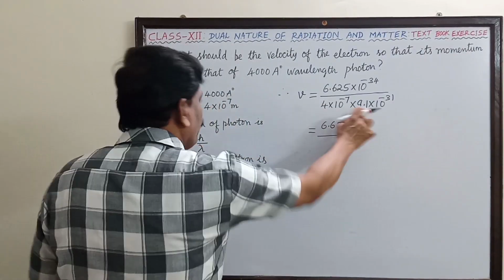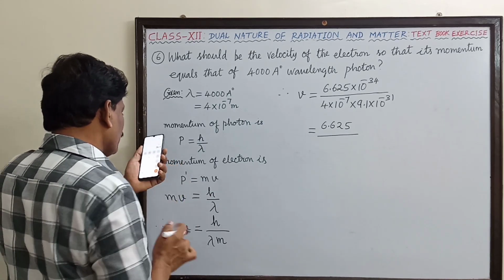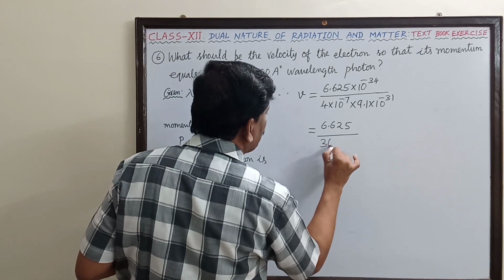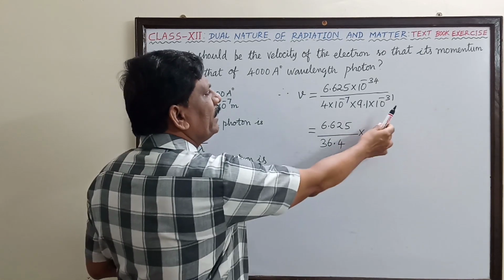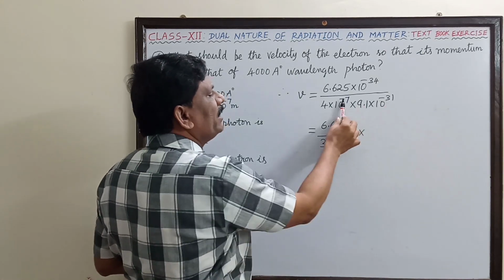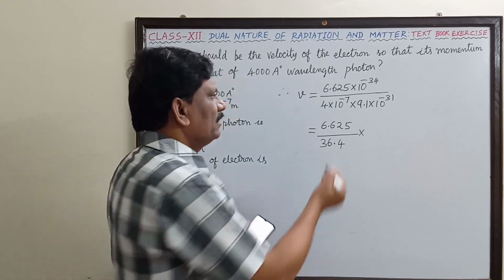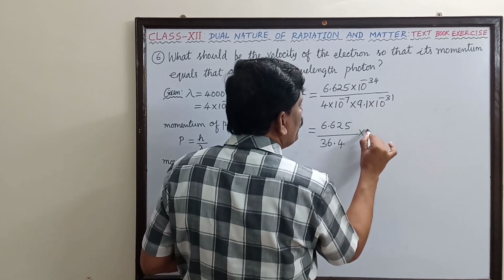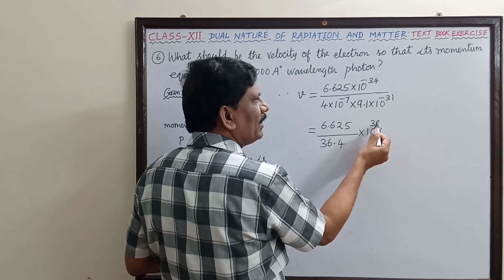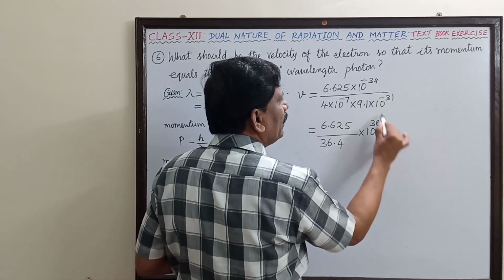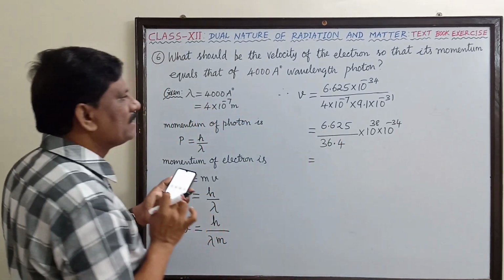So what is the product of 4 into 9.1? That is found to be 36.4. Now you see here in the denominator the powers are minus 31 and minus 7, so that makes 10 power minus 38. This comes up to the numerator as 10 power plus 38. Together with 10 power minus 34 in the numerator, now this ratio we have to find out.